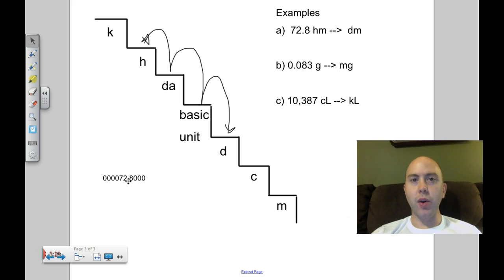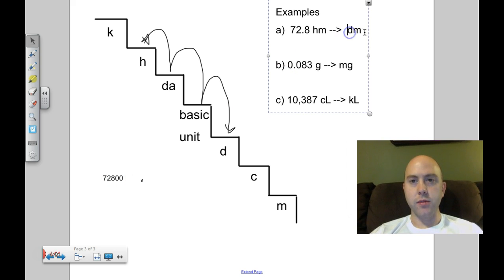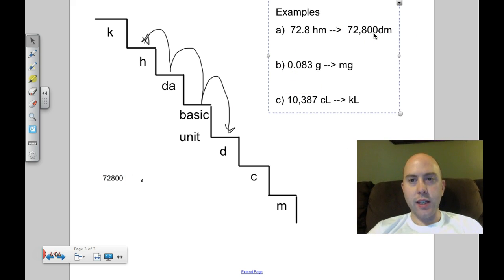So here you go. Take your decimal point and we're going to move it 3 spots to the right. So I'm going to go 1, 2, 3. So my new decimal point is going to be right here. Right there. So if I get rid of all these extra zeros, first, I don't need this decimal point there anymore. I don't need that 0. I don't need these zeros. So my number is 72,800 decimeters.